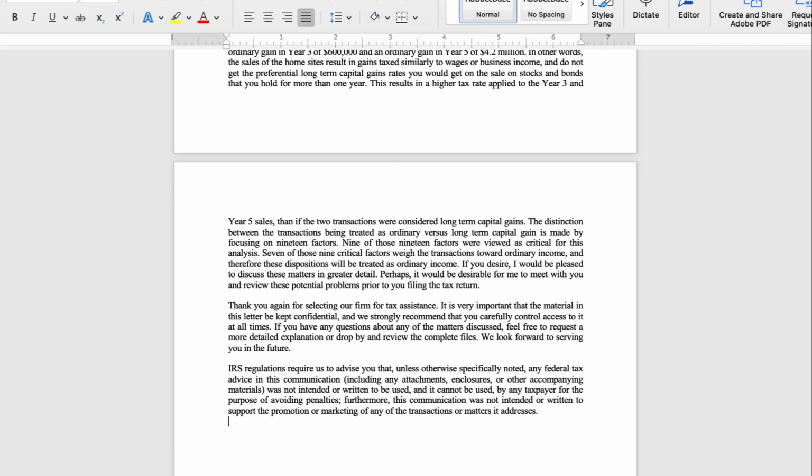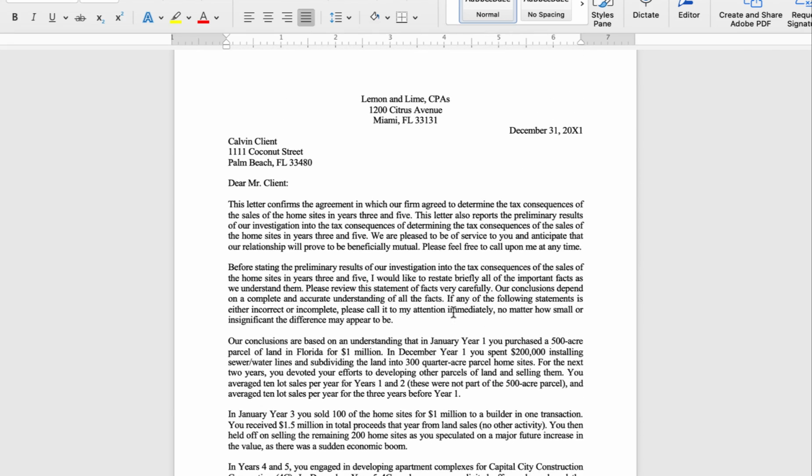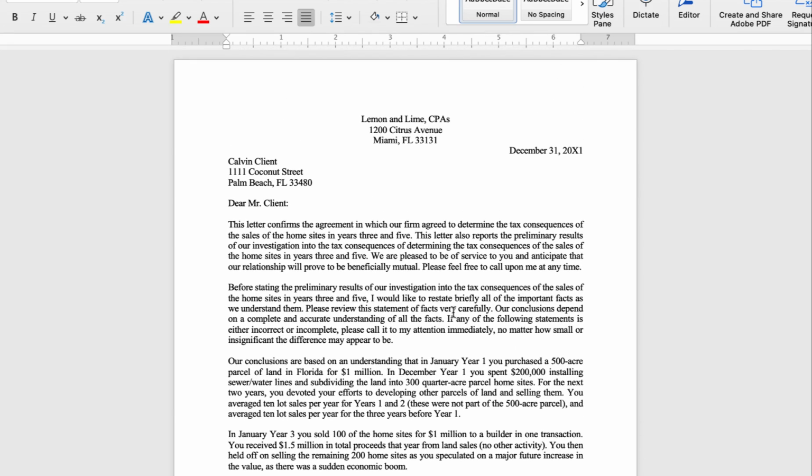Finally, we get to the last part, which is the easiest part, the signature. So sincerely, we'll call ourselves Lemon, because we have Lemon and Lime CPAs, Lemon CPA, and we are the senior partner, right? And we put the name of the firm, Lemon and Lime CPAs, and we are done. So we have finished our letter. This is our client letter.